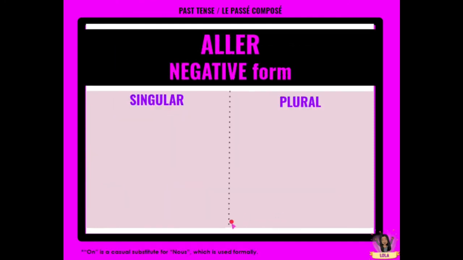And we look at aller in its entirety right here. So je suis allé becomes je ne suis pas allé. I didn't go. Tu es allé becomes tu n'es pas allé, which means you didn't go. And over here, obviously, we have the apostrophe because the auxiliary starts with a vowel, with an E. Il est allé becomes il n'est pas allé. He didn't go.